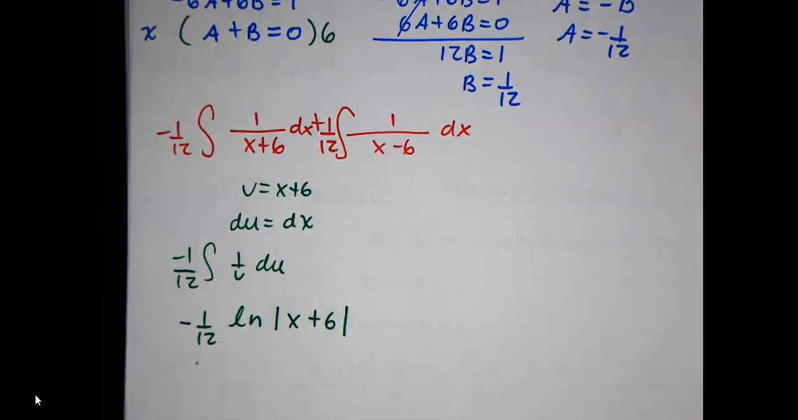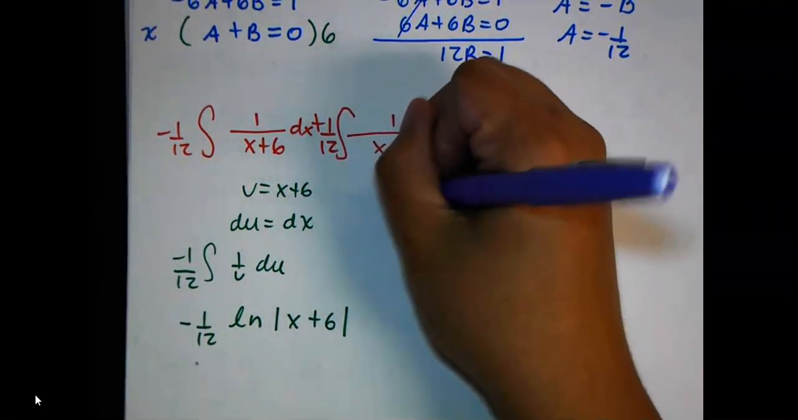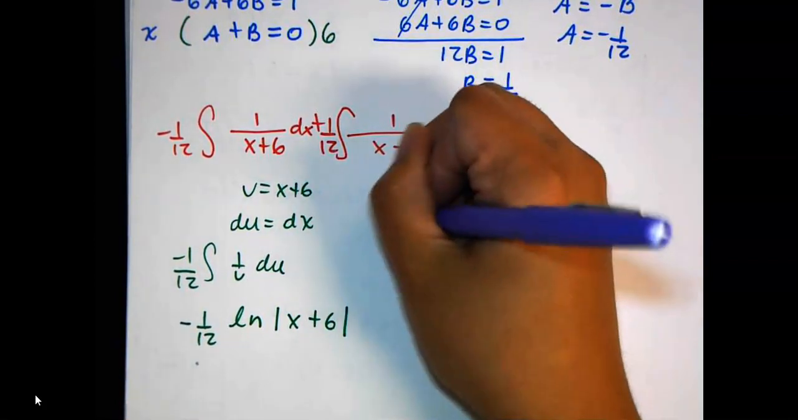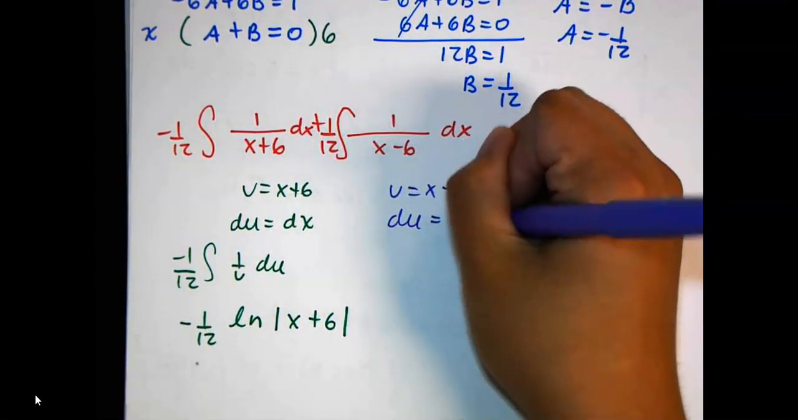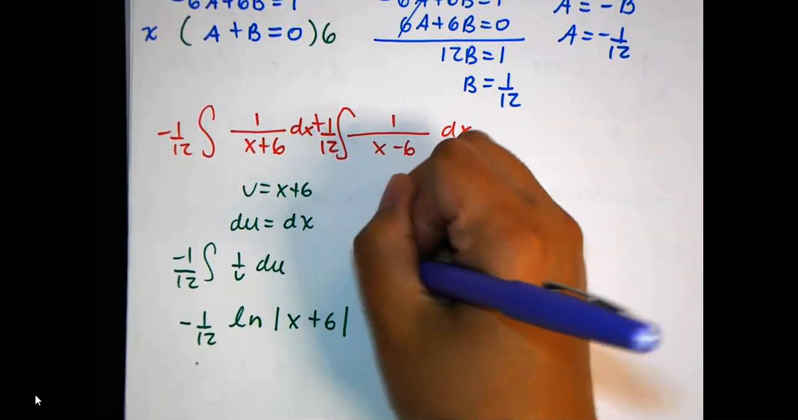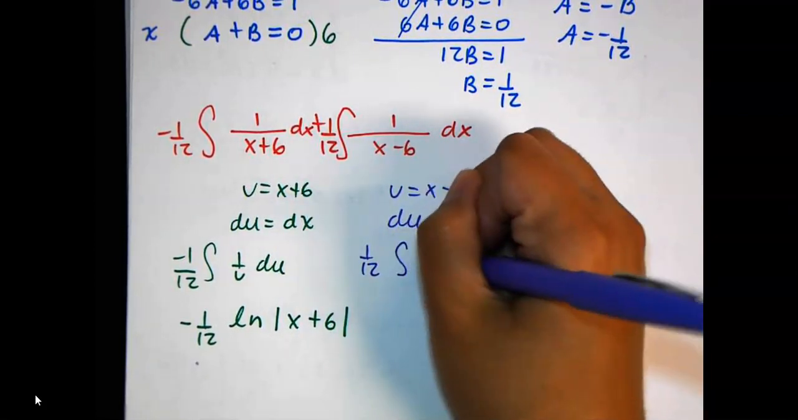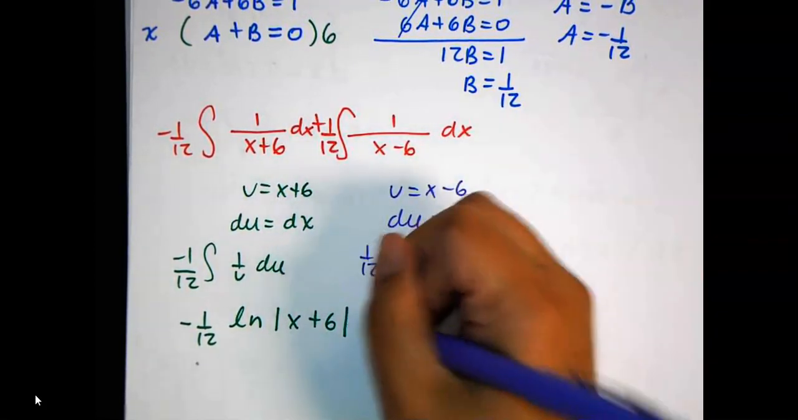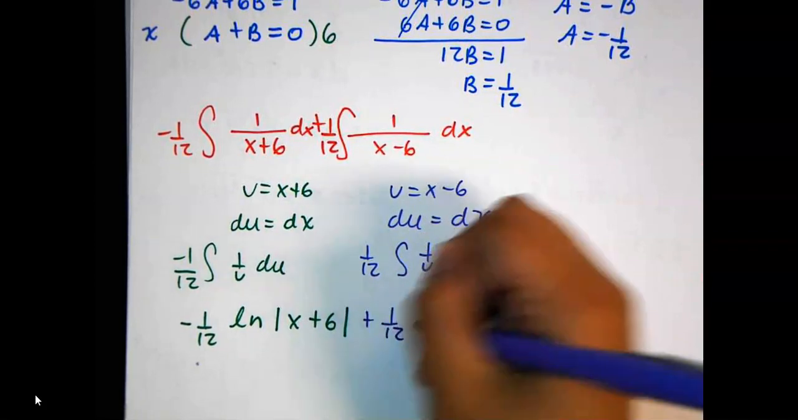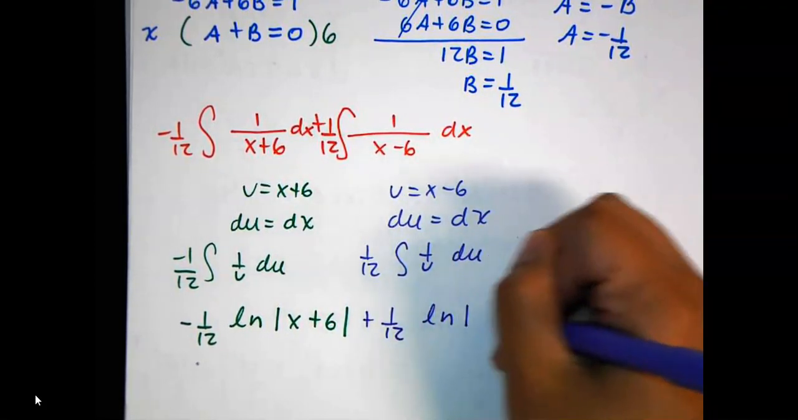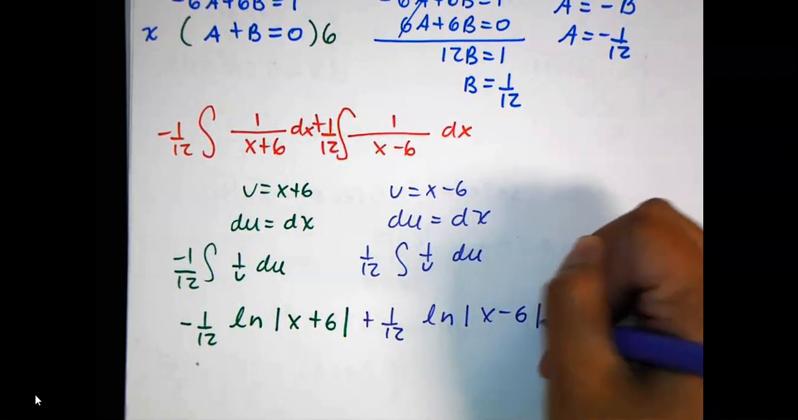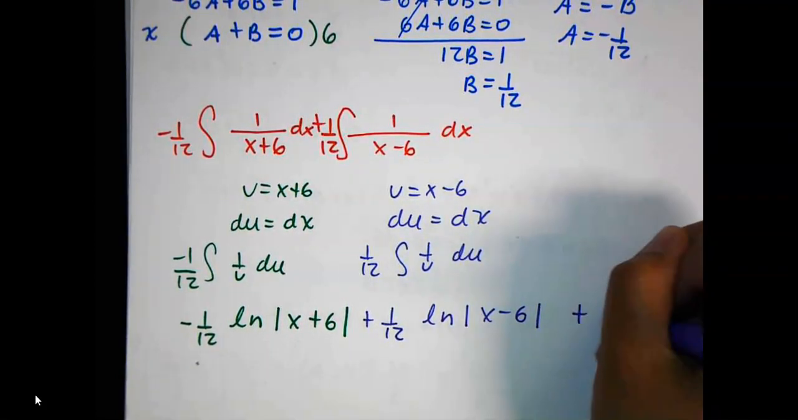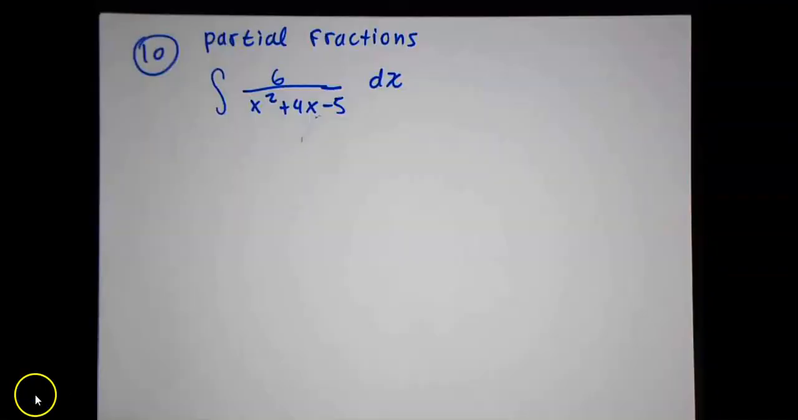I'm going to use a similar method. I'm going to use u equals x minus 6. My du will be dx. So then I have 1 over 12, integral of 1 over u du. So now I have 1 over 12 ln of x minus 6 plus c.